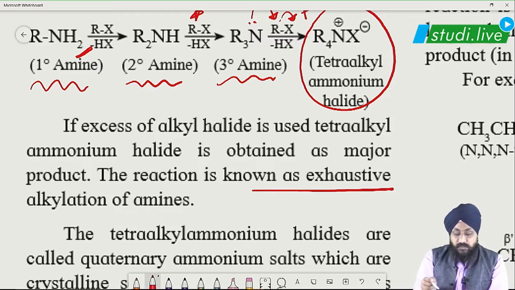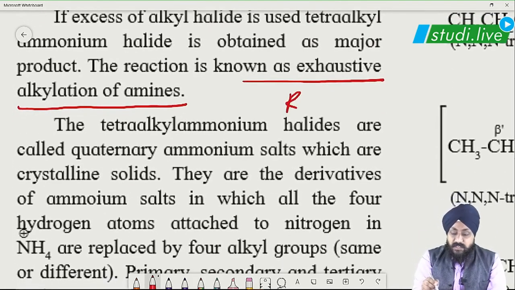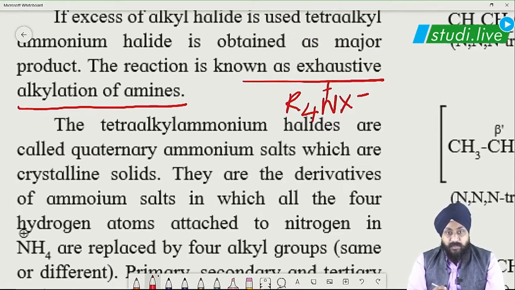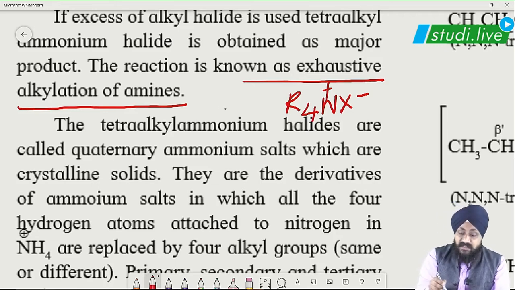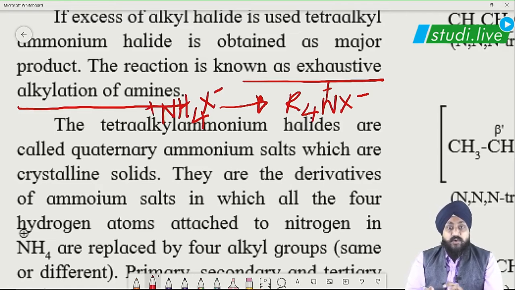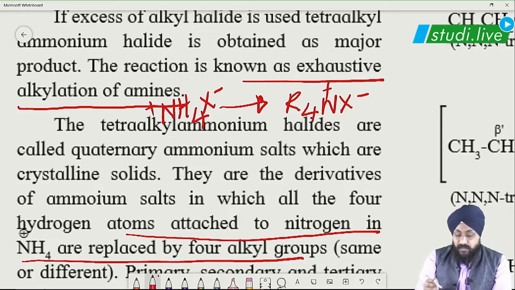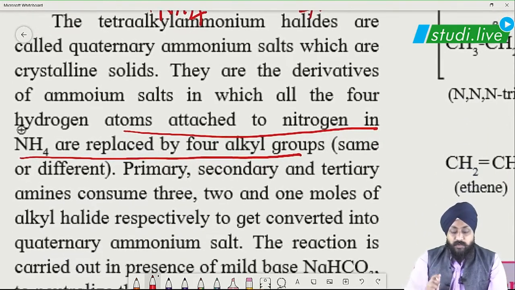So students, this process is also known as exhaustive alkylation of amine. Now students, this R4N+ X−, tetra alkyl ammonium halide, is a quaternary ammonium salt, and they are crystalline solids. They are considered derivatives of ammonium salt, in which all 4 hydrogen atoms attached to the nitrogen atom are replaced by 4 alkyl groups.